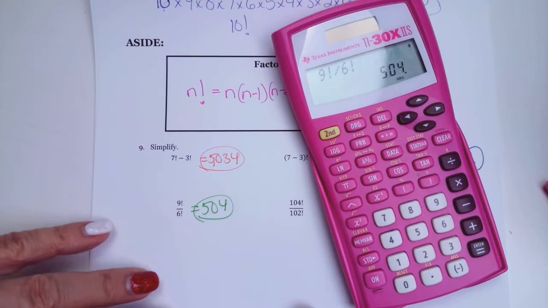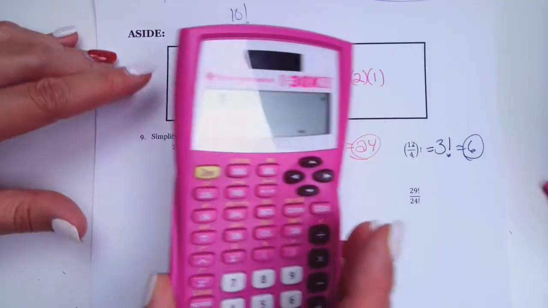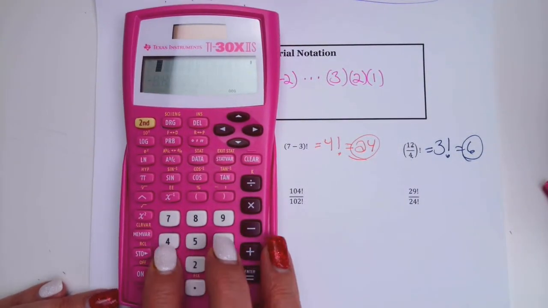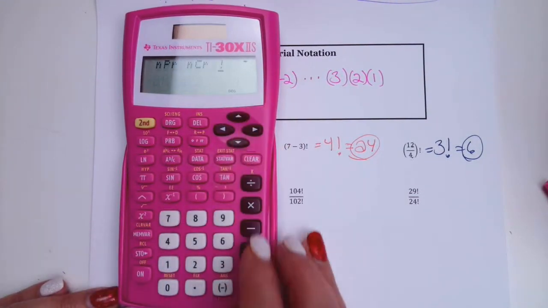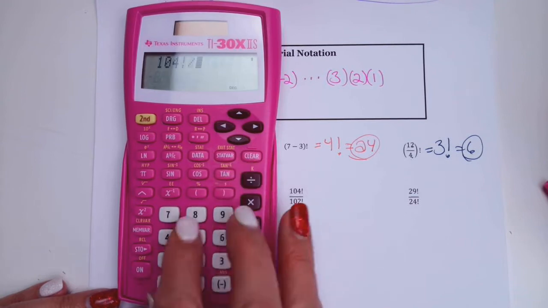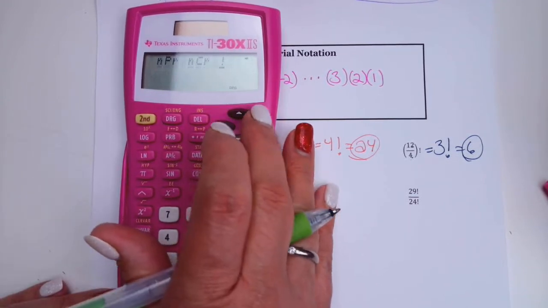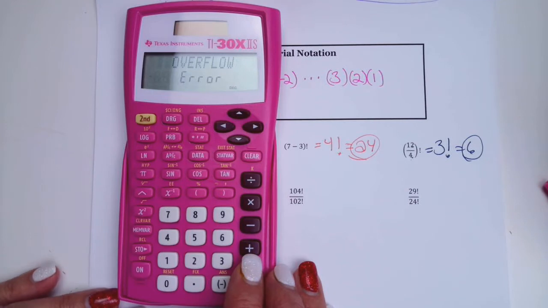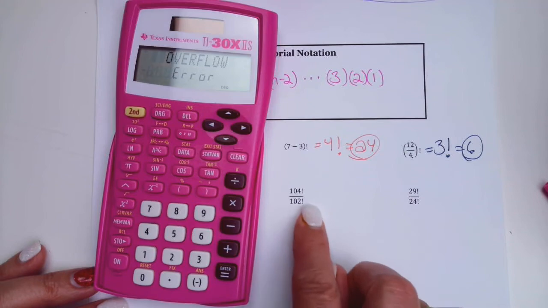Now, let's go on to the next one. So we had 104 factorial notation divided by 102 factorial notation. See what happened? It says overflow error. I can't do this.